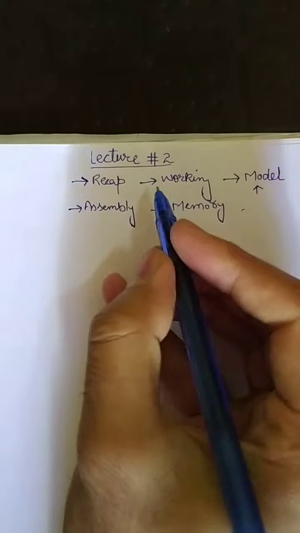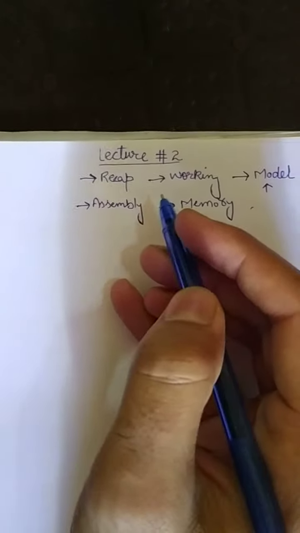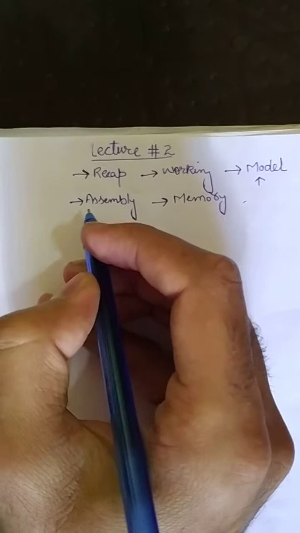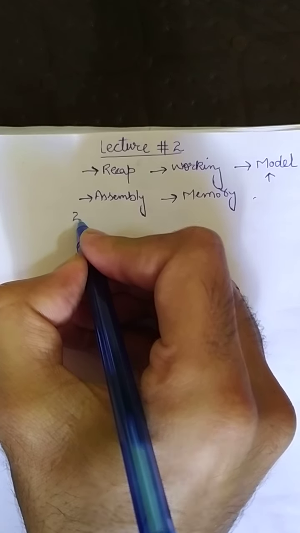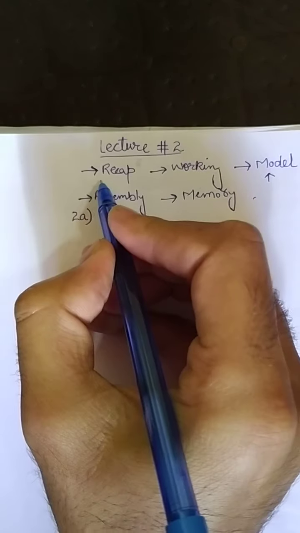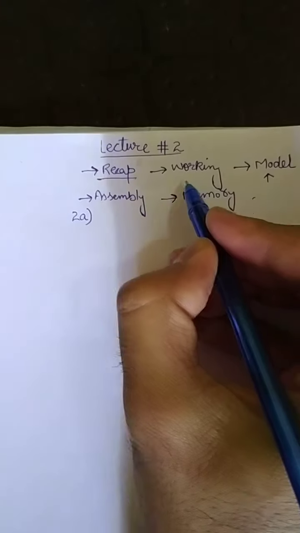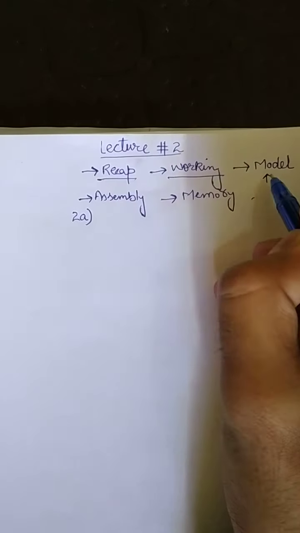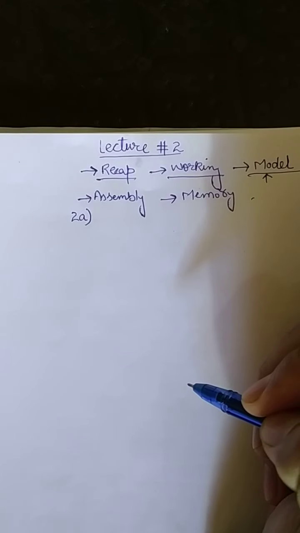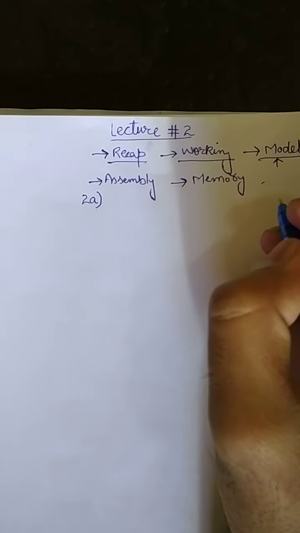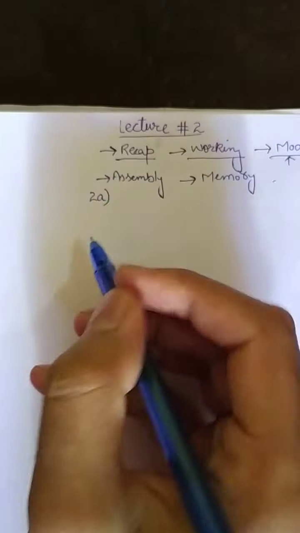So this lecture we will divide the video into two parts. The first part is lecture 2A, in which we will recap the previous lecture, the working model of a computer and some architectural models for computers. So let's start this lecture.